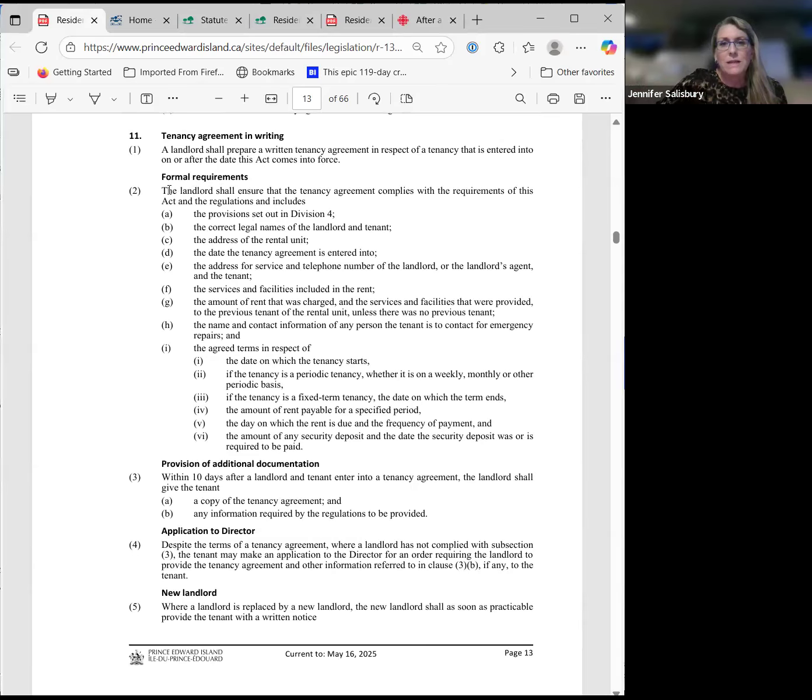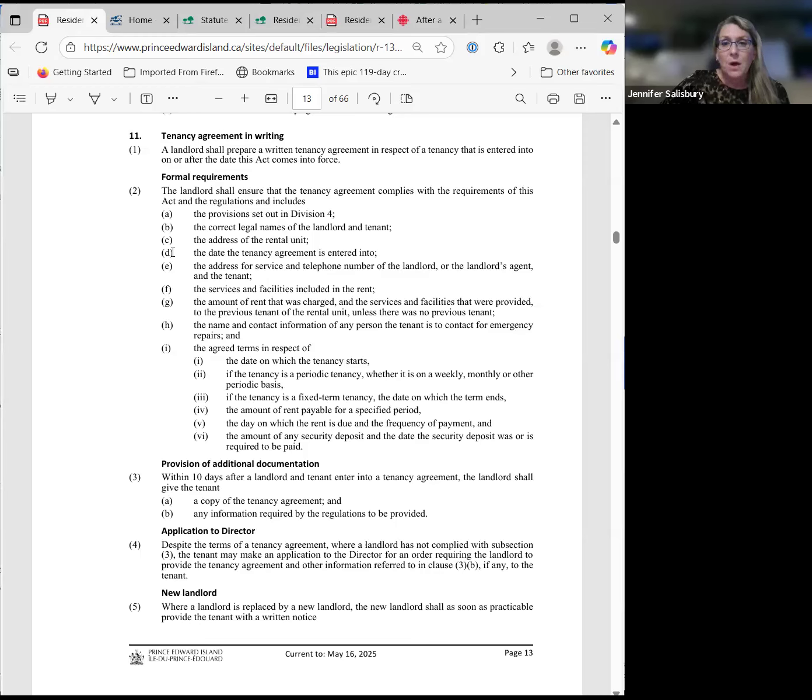Formal requirements for the landlord. There's actually quite a bit in here. Provisions: correct legal name of the landlord, address of the rental unit, date of the tenancy agreement. All this is pretty standard. Address for service, telephone number of the landlord or the landlord's agent and the tenant. Services and facilities included in the rent. Basically, what's included: the utilities, is the landscaping or lawn mowing included, snow removal included, that kind of stuff. The amount of rent that is charged and services and facilities provided.